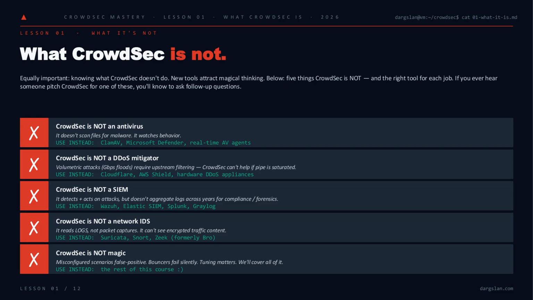It's not a SIEM for long-term log retention, reach for Wazuh or Splunk there. It's not a network IDS either because it reads logs, not packets, which means encrypted payloads are invisible to it. Suricata or Zeek own that space. And finally, it's not magic. Scenarios can false positive, bouncers can fail silently, which is exactly why the rest of this course exists.